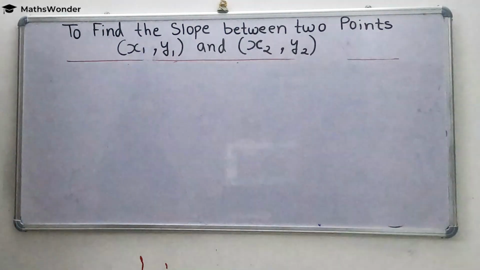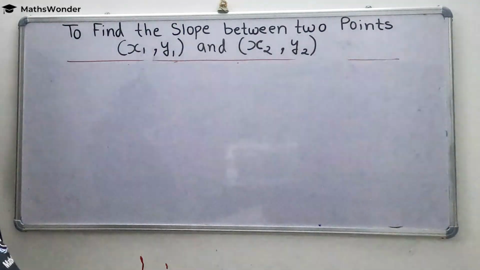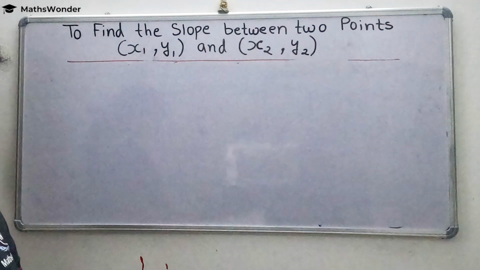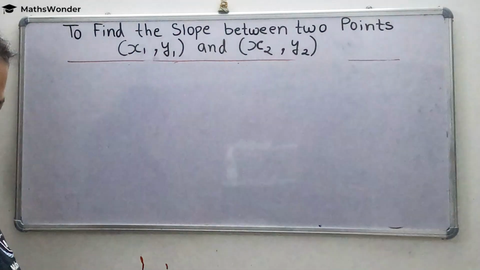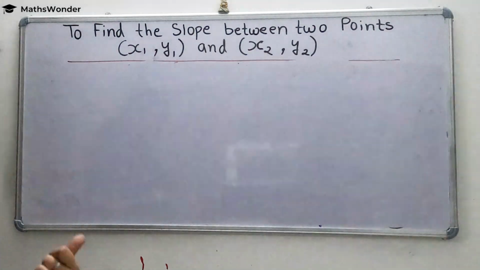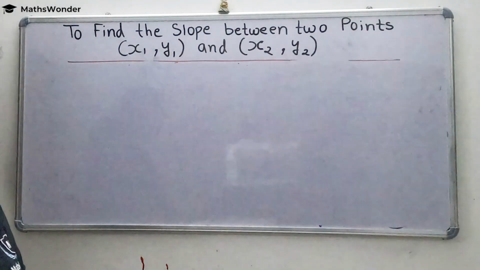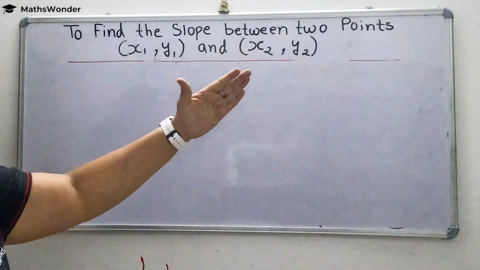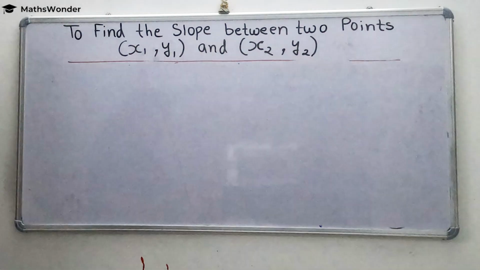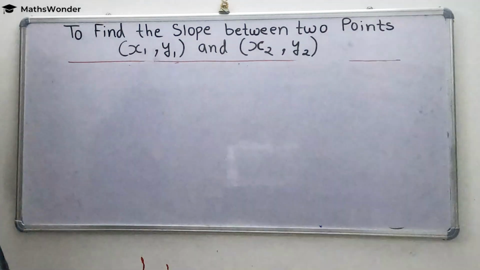What we have learned today is to find the slope between 2 points x1 y1 and x2 y2, where 2 points are given in the question. The slope of a line is a number that represents how steep it is. The larger the absolute value of the slope, the steeper the line, right? Vertical lines do not have a slope. The slope of a horizontal line is 0. The slope of any line that goes up from left to right is positive, and any line that goes down from left to right is negative.